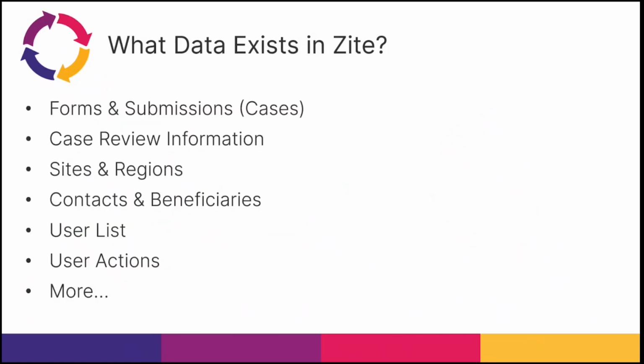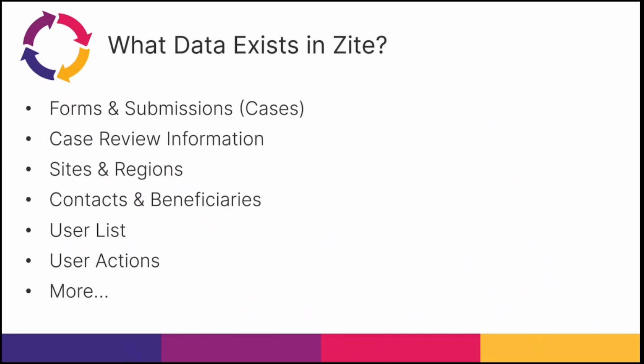When we think about what we're talking about, there's lots of different data in Zeit and Zeit Manager. Most obviously, we have the data associated with our ODK forms and our submissions, that's our case data. But we also have the case review information, things like the status and the comments and the other information that we add when a submission comes in as part of a workflow. We have a site list, we have a region list that stores your forms and submissions. We also have lists of contacts and beneficiaries.